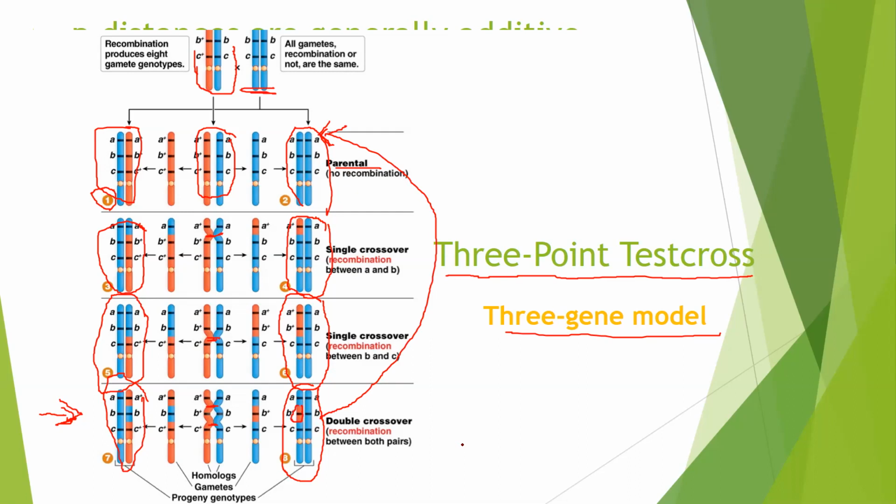So this is the thing. I hope everyone can pay attention. If you compare the progeny of double crossing over versus the parental type, you're going to see only the gene in the middle will be swapped because of the double crossover, right? Okay.